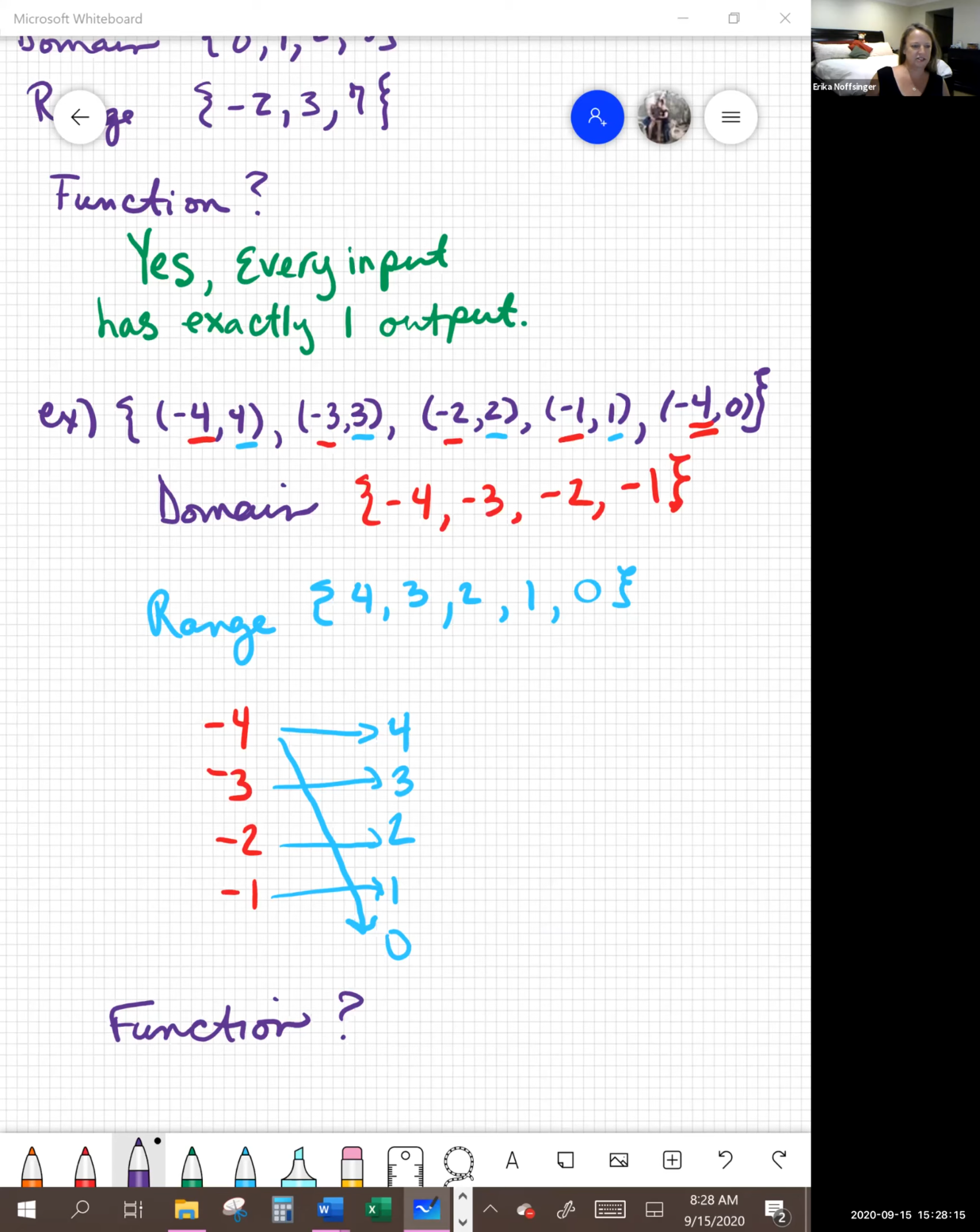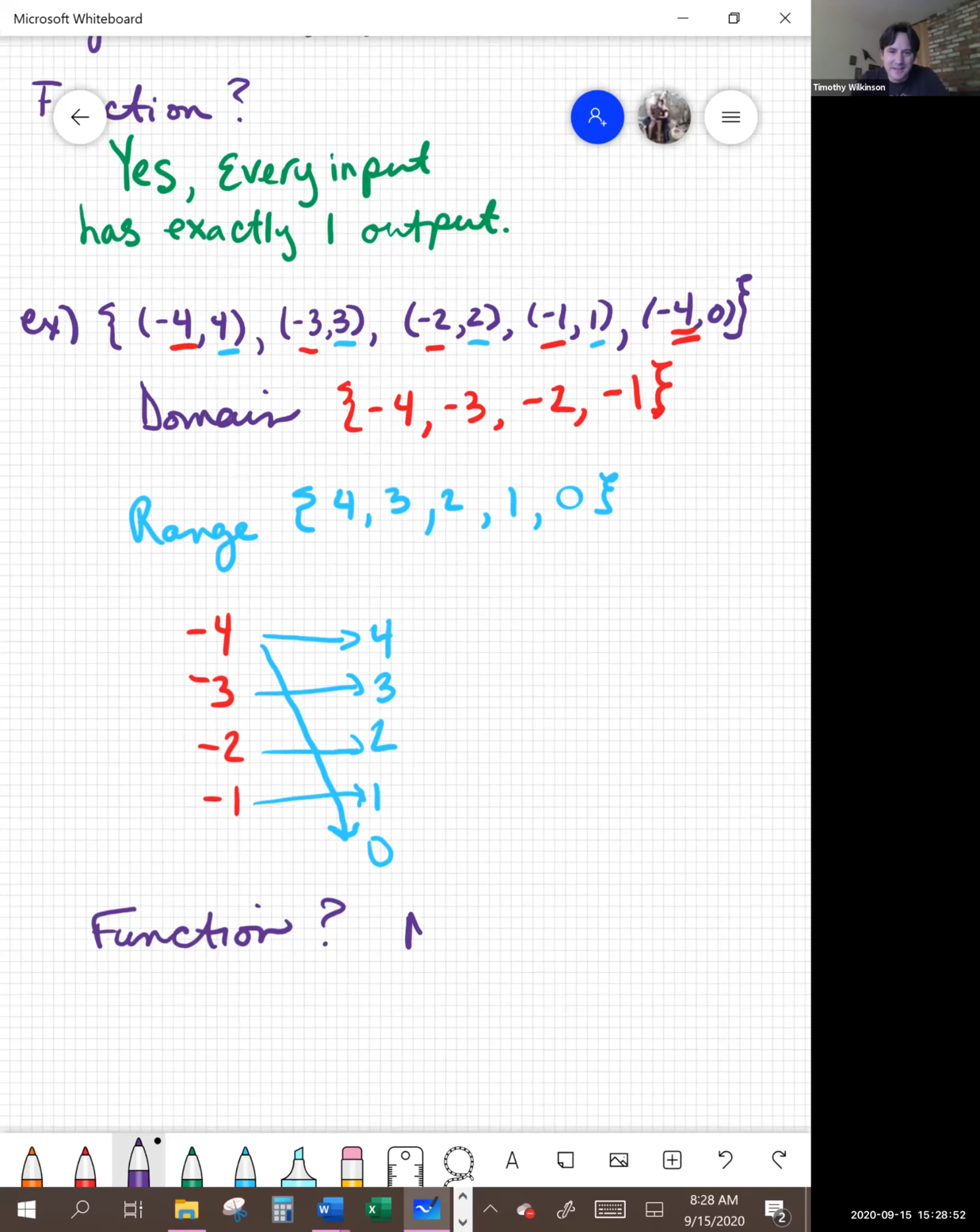Okay, I just labeled those. So yes, a function, no, not a function. Is it not a function? So why wouldn't it be a function? Because the -4 has 2 outputs. Right, so the -4 has 2 outputs.